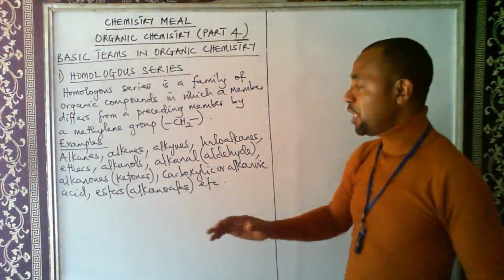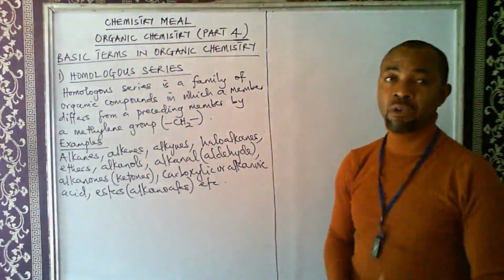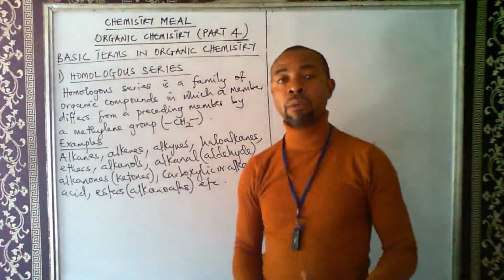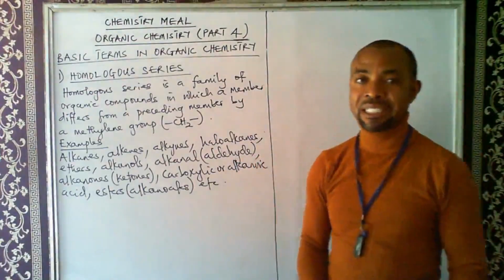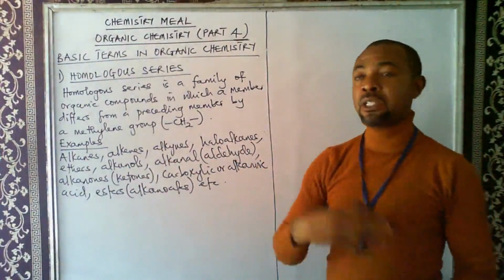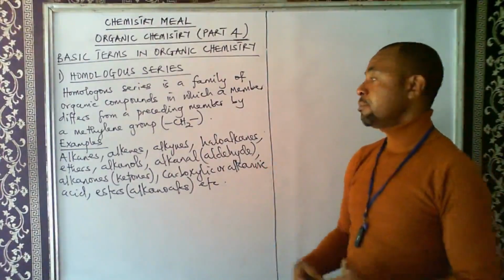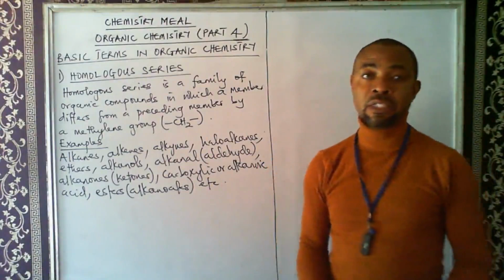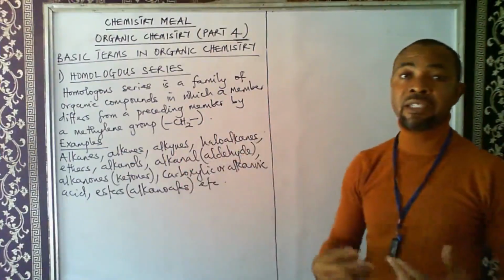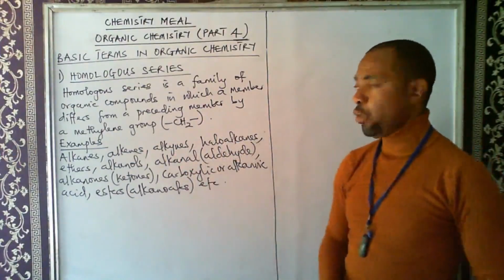In organic chemistry, we are expected to study them one after the other. You pick alkanes, look at the nomenclature, the preparation, the physical properties, the chemical properties, the test and also the uses. You do the same thing for alkenes: the nomenclature, the physical and chemical properties, that's the reactions, the method of preparation, the uses and the test. Then you move to alkynes, the same way to haloalkanes and so on. You look at all of them. So these are the homologous series.